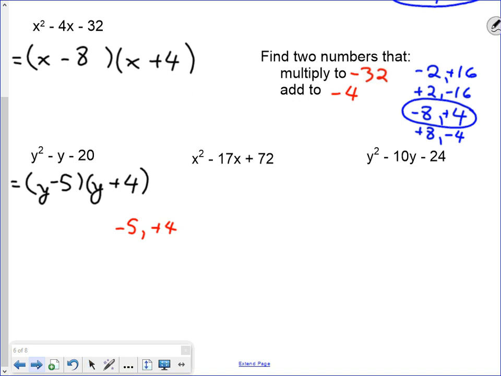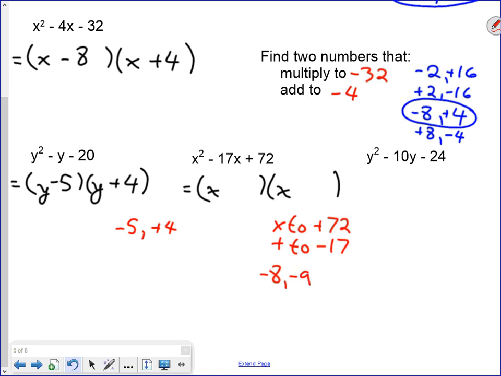Let's see, this one looks a little bit trickier. I know I'm going to have x and x. Oh, that's a y, not an x. Y and y. What are my two numbers going to be here? They have to multiply to positive 72, and they have to add to negative 17. All right, our numbers are going to be negative 8 and negative 9. 8 times 9 is 72. Negative 8 plus negative 9 is negative 17. So y minus 8, y minus 9.